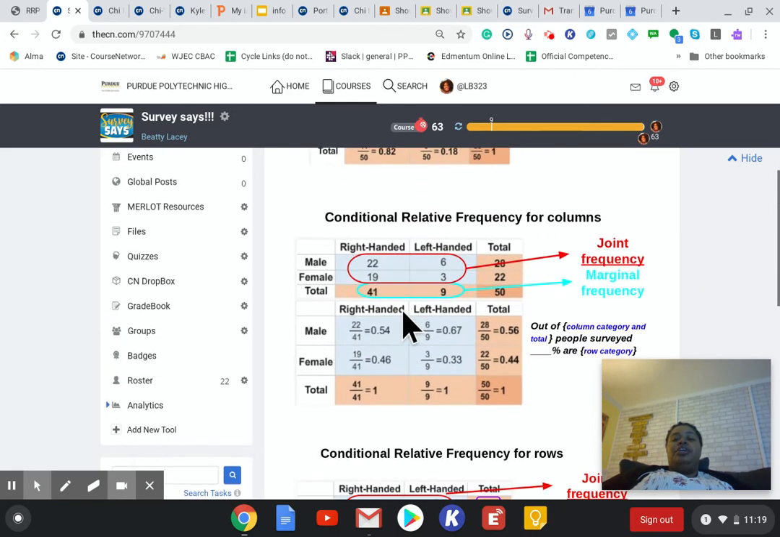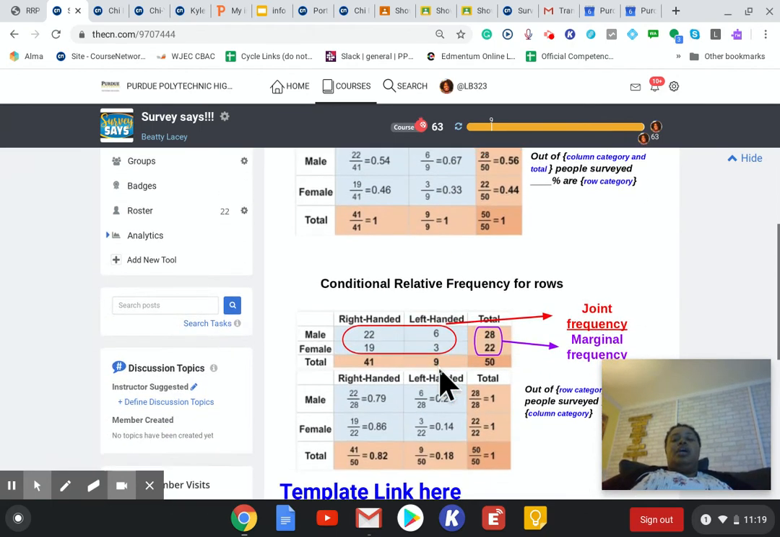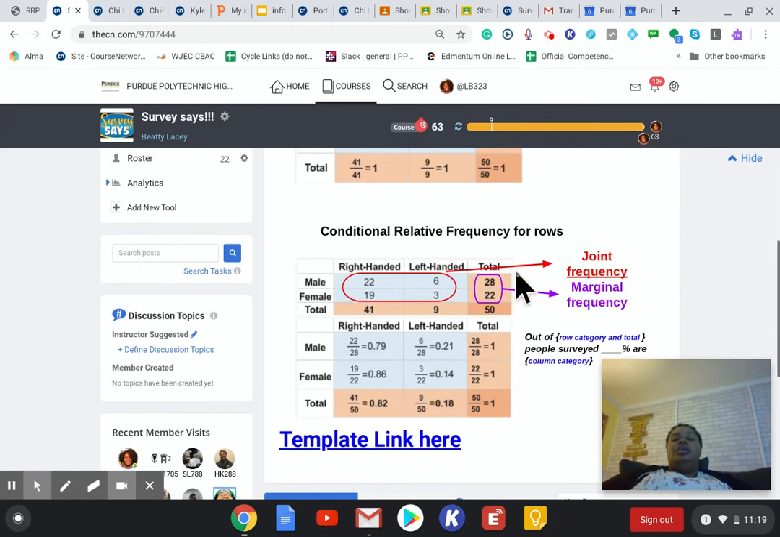Here, this is by columns, which go down. Notice they tally and it's 41 and 9. And so this column is divided by 41 and this column divided by 9. And then here it's rows. This is 28 and 22. So these two are divided by 28. These two are divided by 22. So you need to do that for your data.